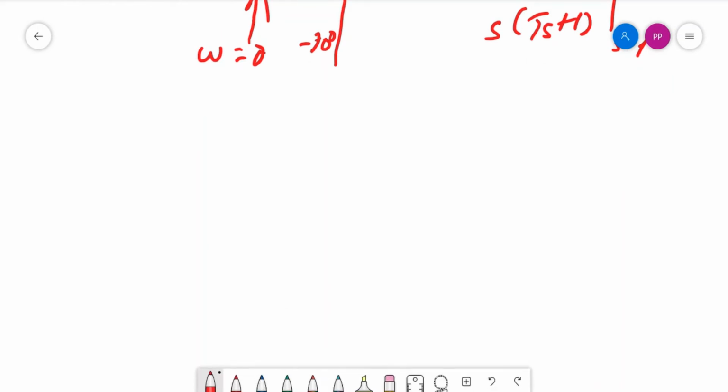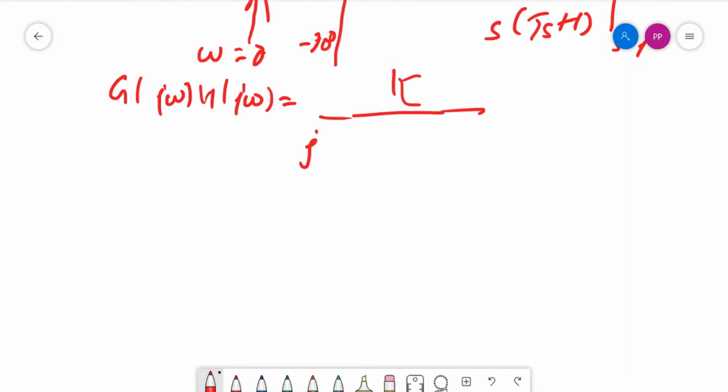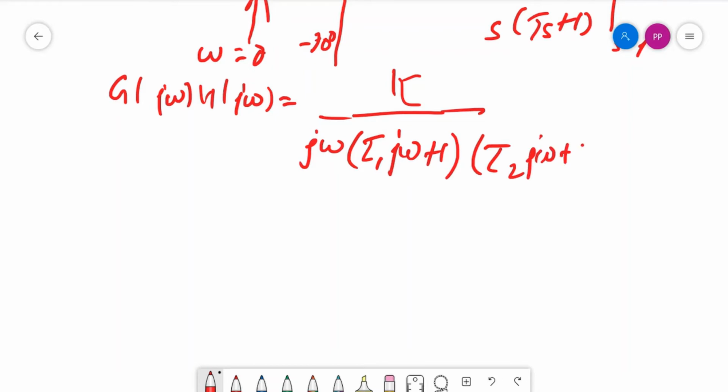We have G at j omega, H at j omega equal to K divided by, because s is j omega, so we again write s as j omega. Now tau 1 s plus 1, tau 2 s plus 1: tau 1 s will become tau 1 j omega plus 1, and tau 2 s will become tau 2 j omega plus 1. So this is the transfer function.